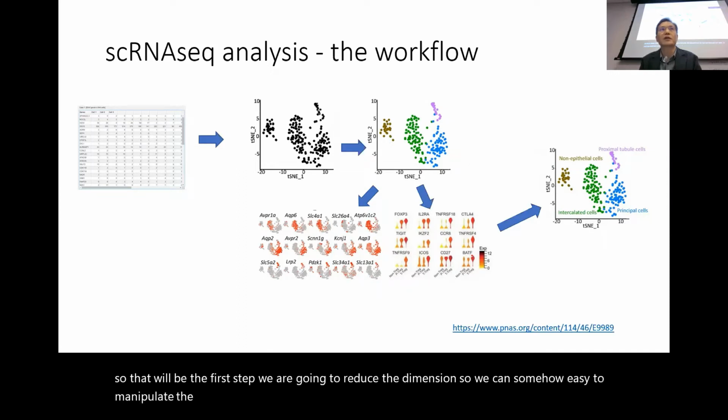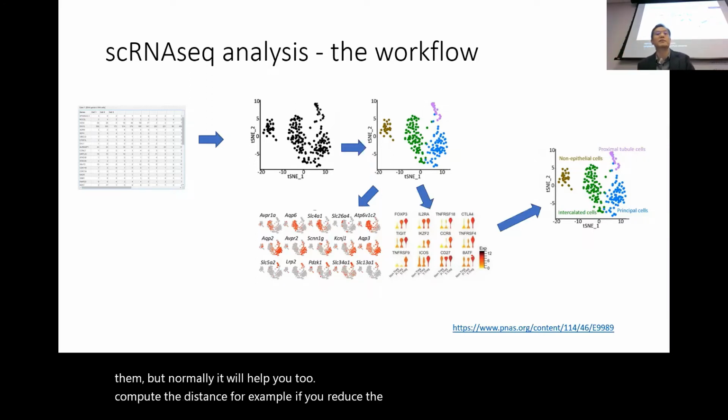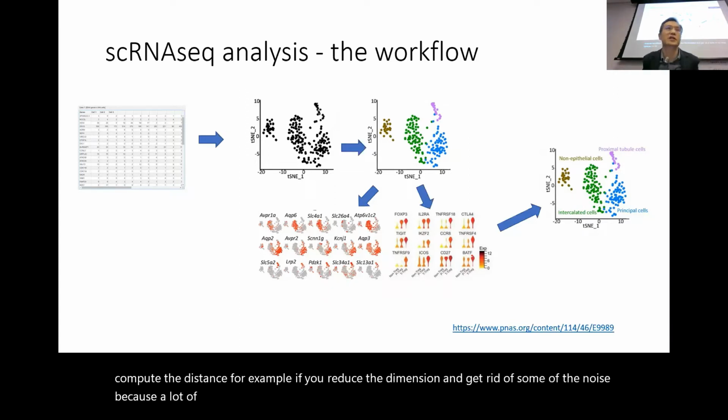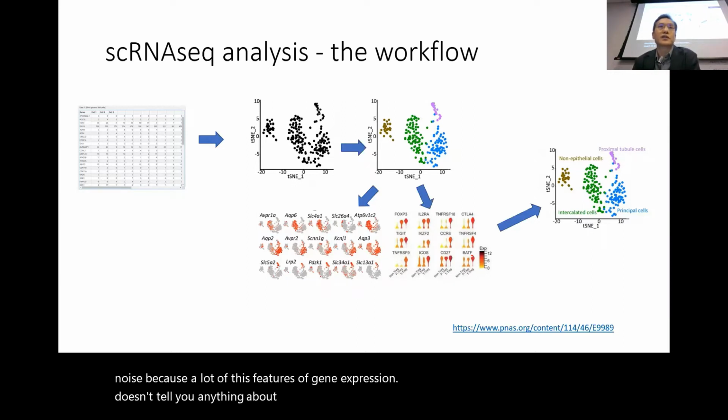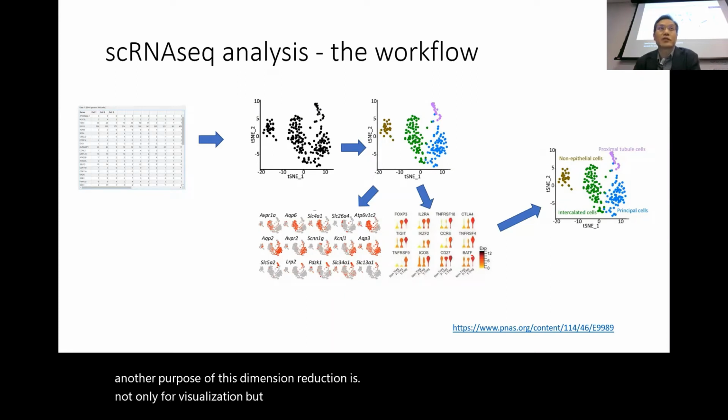You don't have to reduce the dimension to 3 or 2 so that you can see them. But normally it will help you to compute the distance, for example, if you reduce the dimension and get rid of some of the noise, because a lot of these gene expression features don't tell you anything about the difference between cells. So we want to eliminate this. So another purpose of this dimension reduction is not only for visualization, but also to get rid of this trivial information from the data to make it more informative.